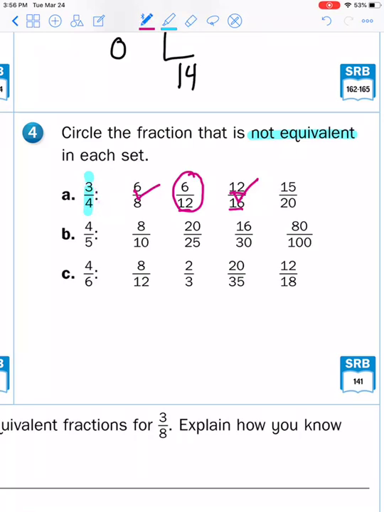And let's look at 15 over 20. 3 times 5 equals 15, and 4 times 5 equals 20. So that's the strategy that you should be using for B and C. So I'm just going to give you the answers. So for B, the not equivalent fraction in each set was 16/32. 16/30ths, 16 over 30. And for C, it was 20 over 35, 20/35ths.